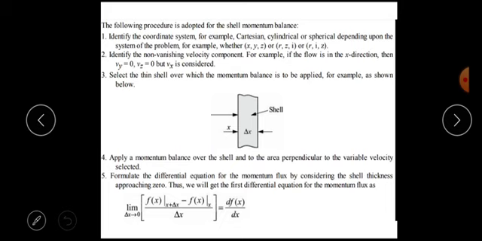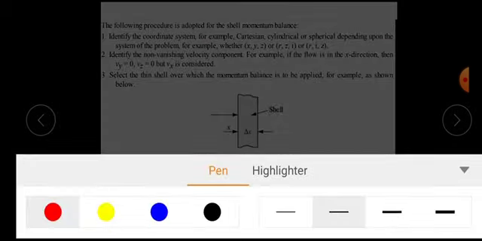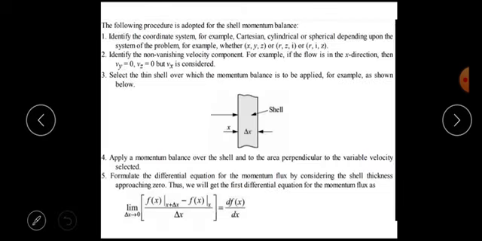Third step is select the shell over which momentum balance is to be applied. For example, which is shown here. The shell thickness should be very small, which can be negligible, and the momentum balance is applied over the shell as shown here.